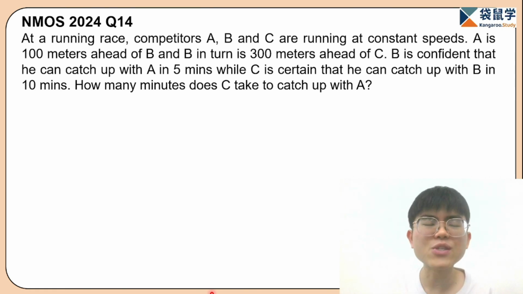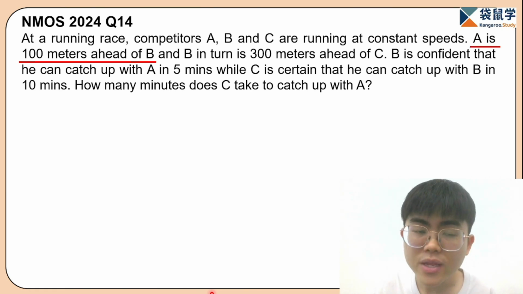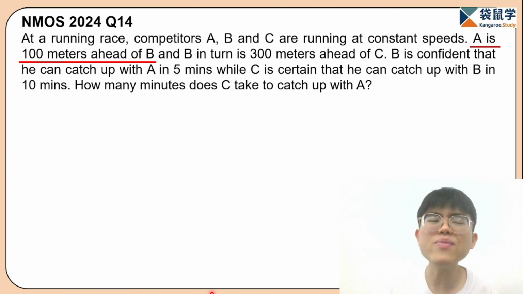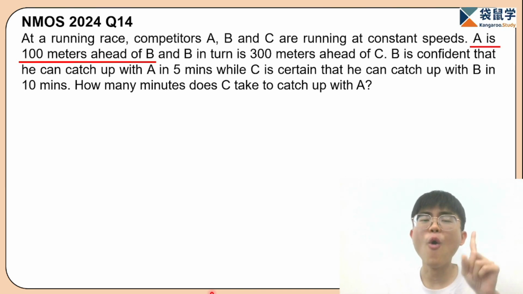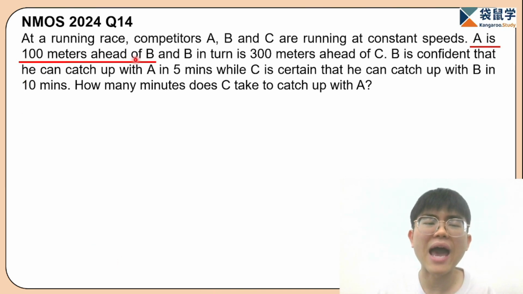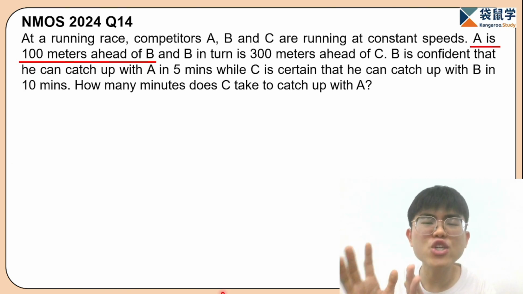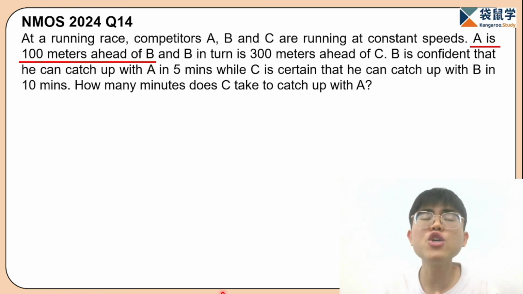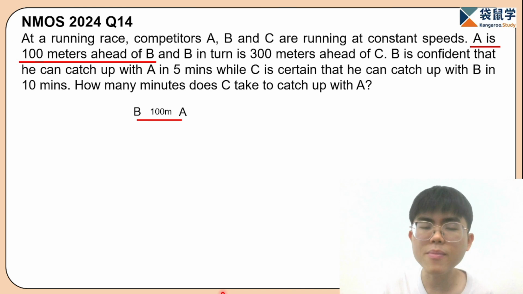Now we say that A is 100 meters ahead of B. So what is the meaning of it? How do we want to draw our running line? Let's assume that both A and B are running toward the right direction. A is 100 meters ahead of B, which means that A should be in front of B. A should be on the right side, B should be on the left side. Therefore, we draw one line, A on the right, B on the left, and they are 100 meters apart from each other.